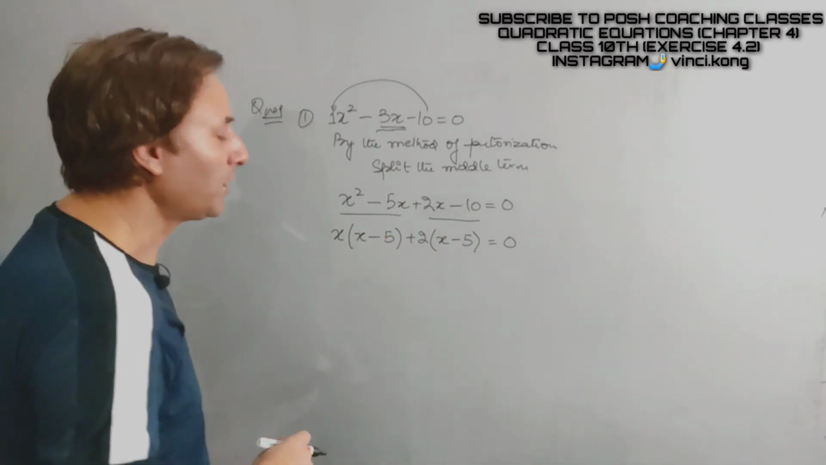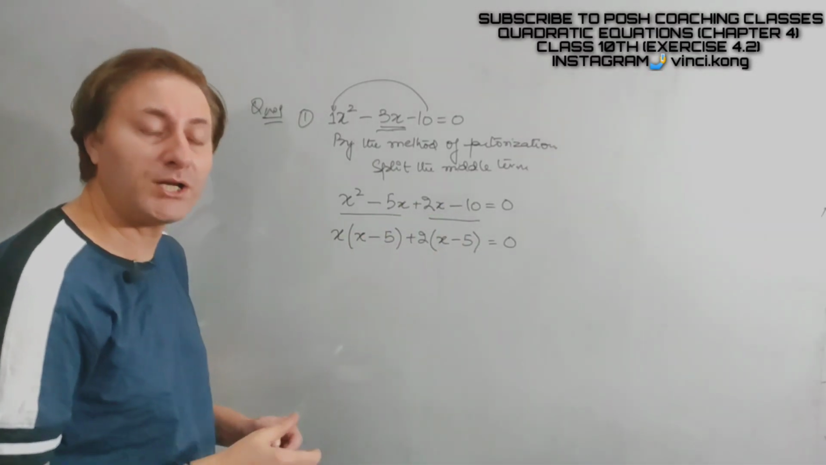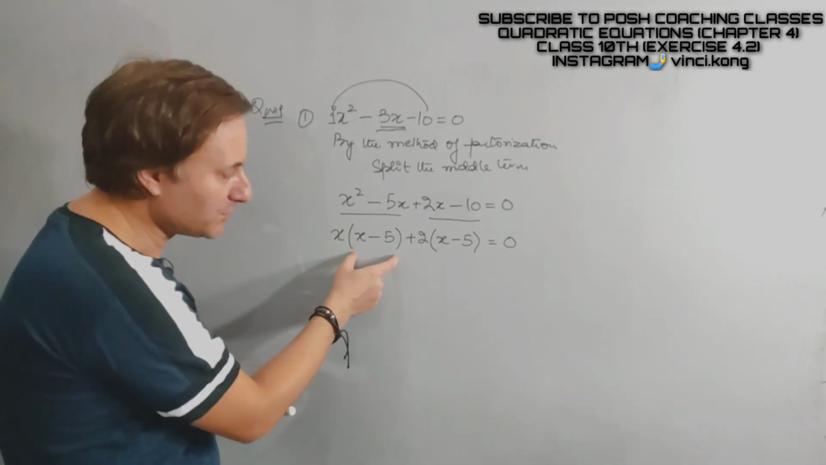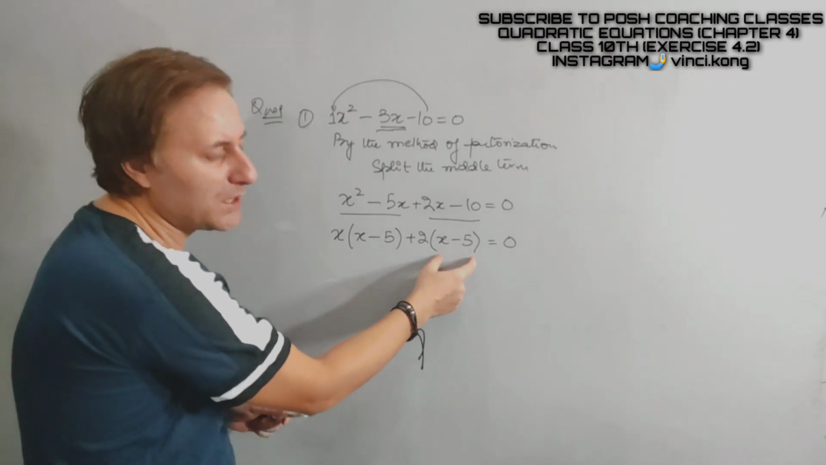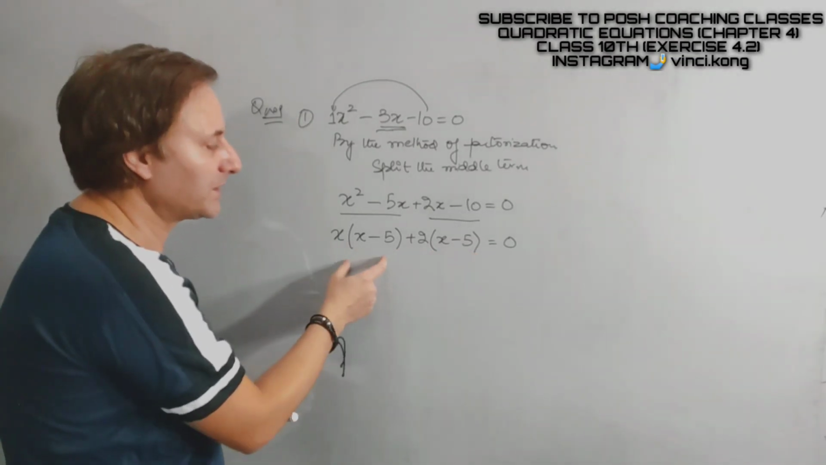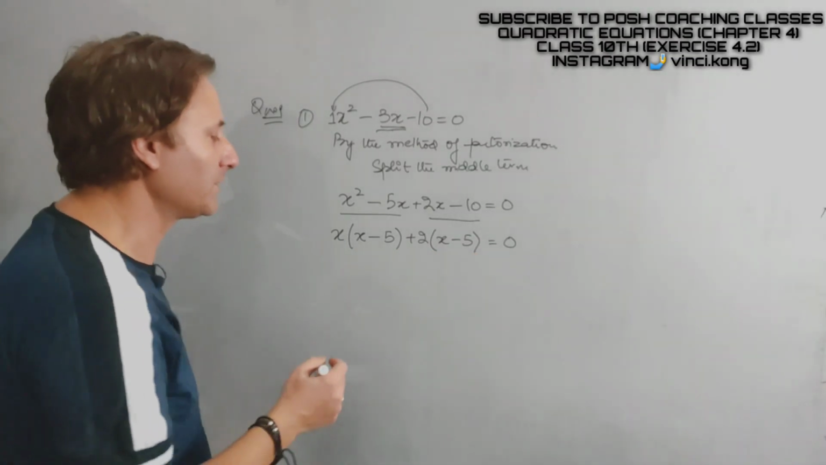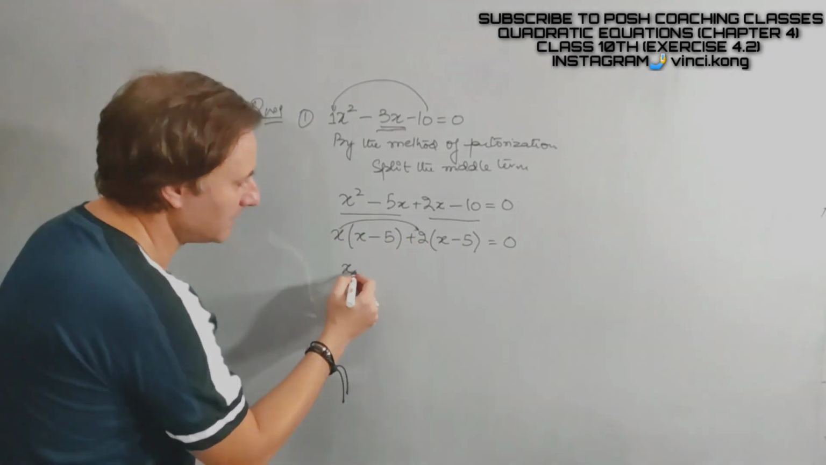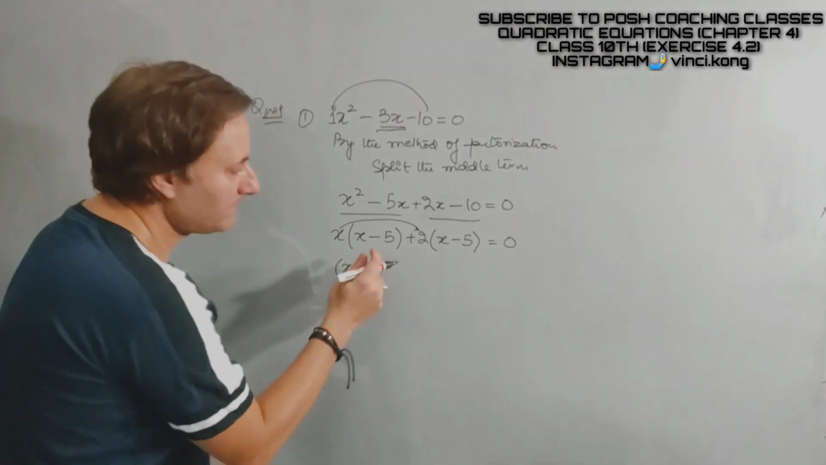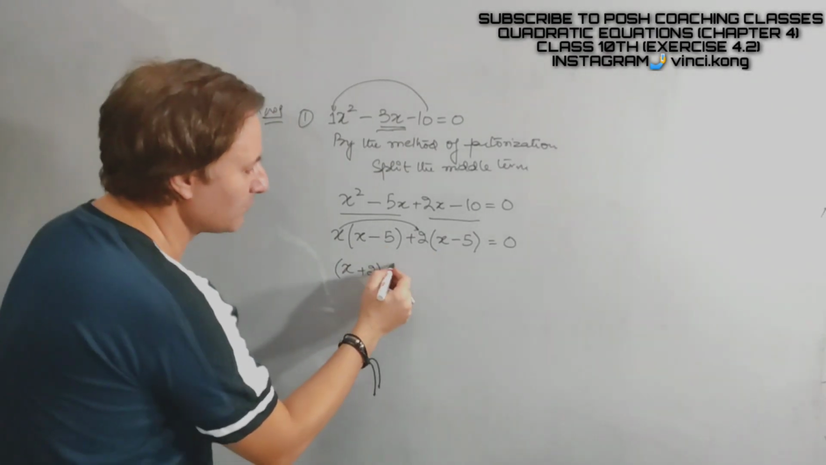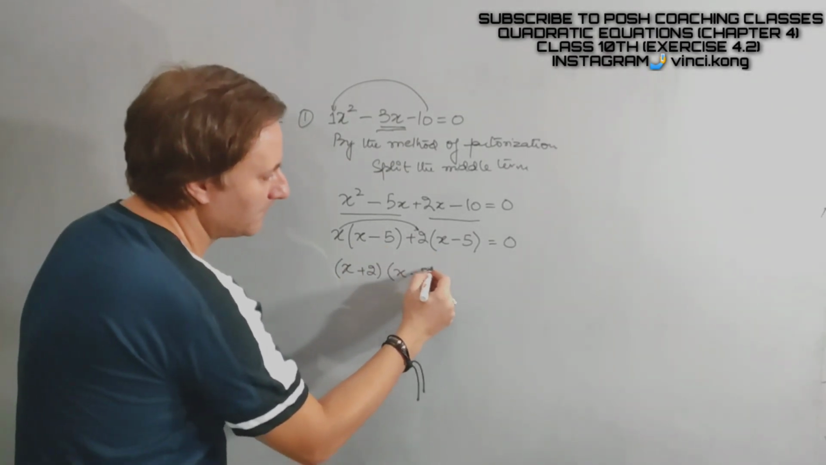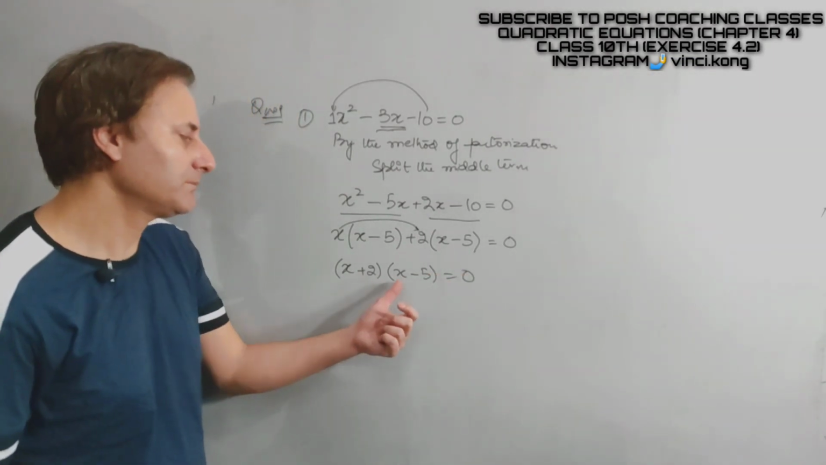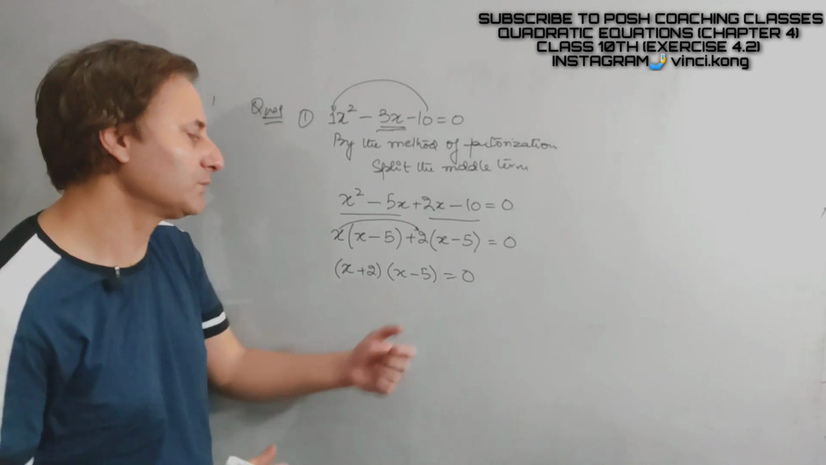Now one more important thing you need to remember while doing this method. Whatever is in this bracket, you need to have the same in this bracket. If the brackets are the same, it means you are on the right way. So now I will take this and this, and keep them in one bracket. These two are identical, so I'll just keep one of them. So now I have x plus 2 multiplied by x minus 5 equals to 0.